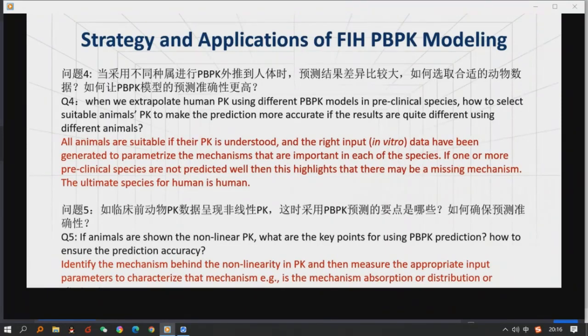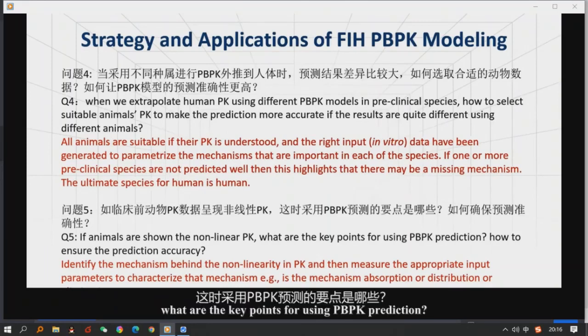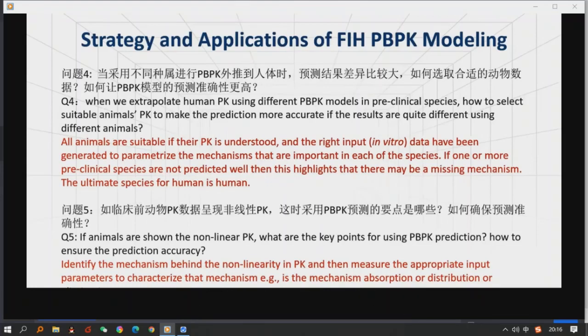Question 5. If animals are exhibiting nonlinear PK, what are the key points for using PBPK prediction? How do we ensure the prediction accuracy?